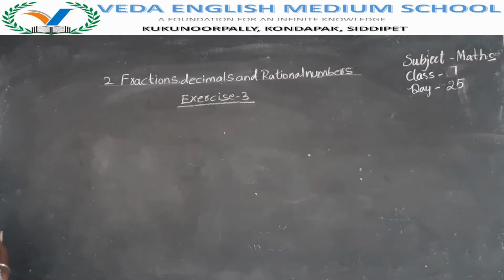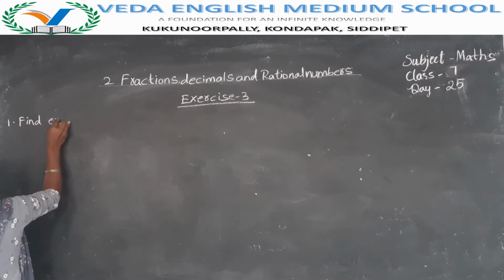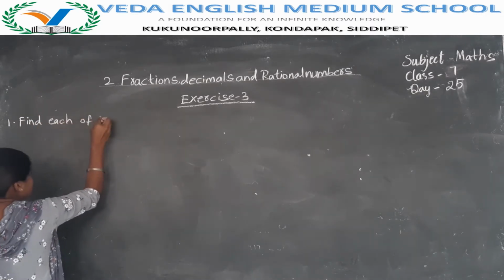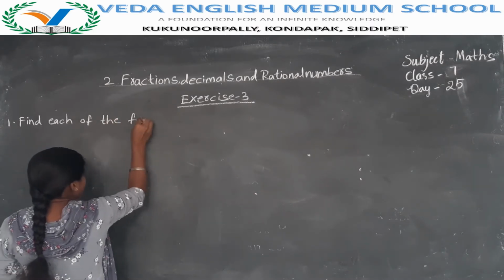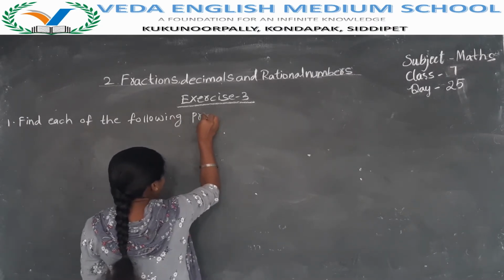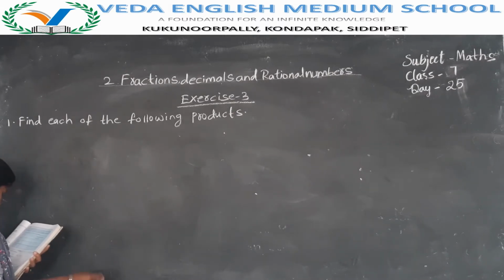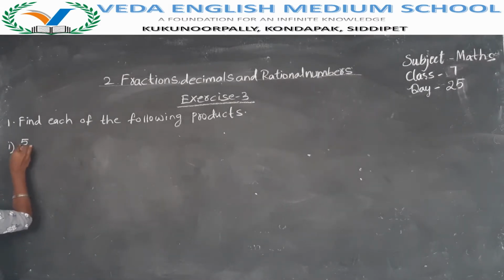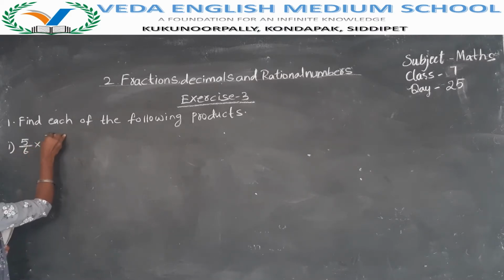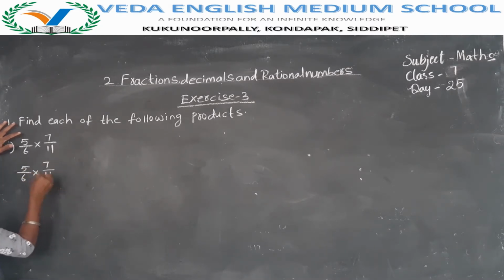Now, Exercise 3. First question: find each of the following products. Now, they have given questions. First question, 5 by 6 into 7 by 11. Now find the solution.